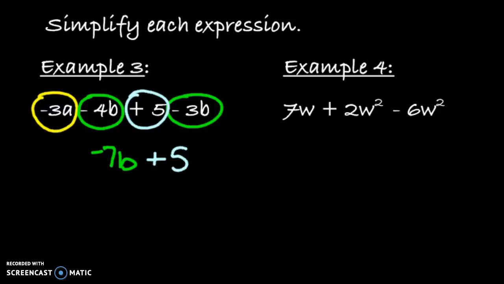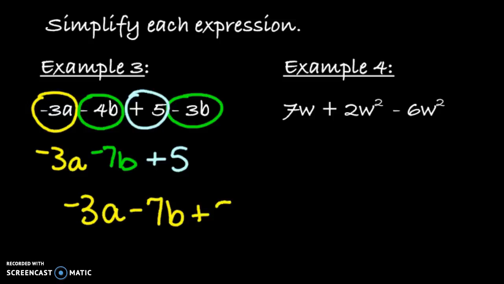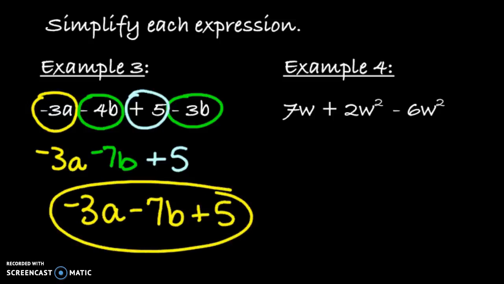And I originally looked like I forgot to bring down that negative 3a. It's customary to leave this alphabetical. I would probably in a final form write negative 3a minus 7b plus 5. So see if you got that correct. And then the last one.